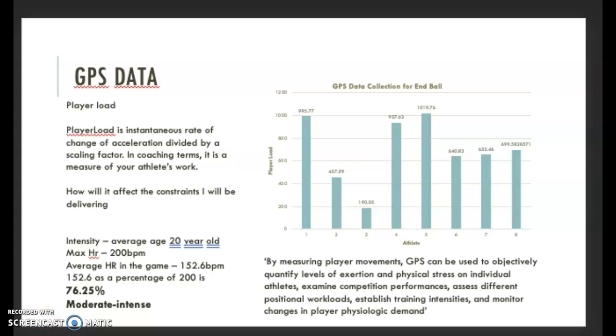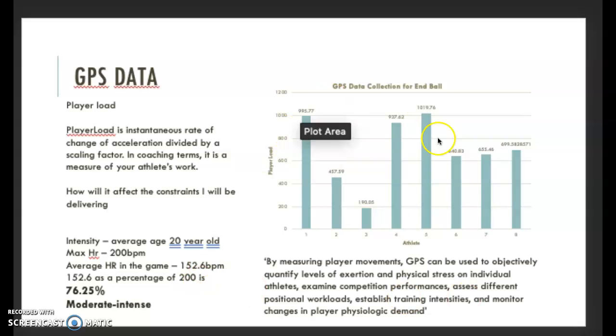I could do this in many ways. I could either manipulate the constraints and drills, so I'm able to directly make the player load the same as the game situation, or I could put out a drill and watch the game and see if the player loads are matching up, and I can switch up the drills so the player load is the same.